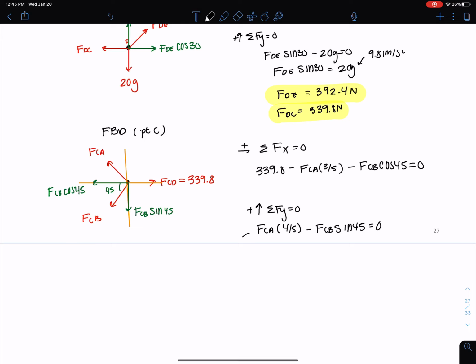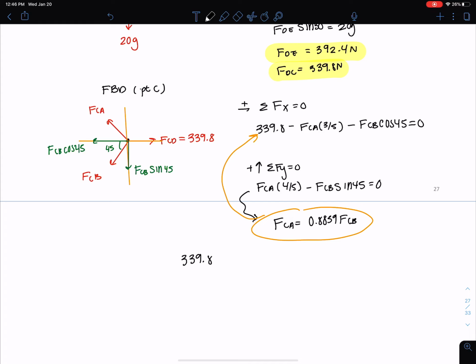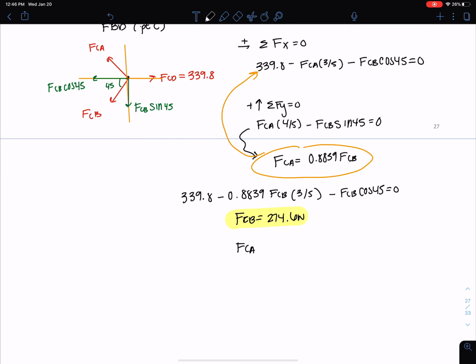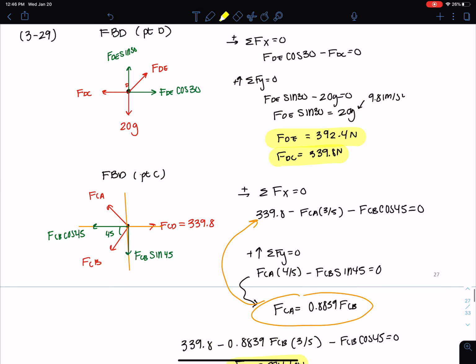And what I can do is simplify this and say that FCA is equal to 0.8839 FCB. Now this is just 2 equations and 2 unknowns, so I plug it in there. I would get 339.8 minus 0.8839 FCB times 3/5 minus FCB cos 45. And I can solve now just for this one unknown, FCB, as 274.6 newtons. Now that I have that, I can plug it back in for FCA, and I get 242.7 newtons. And now I've solved all of the unknown forces for problem 3-29.